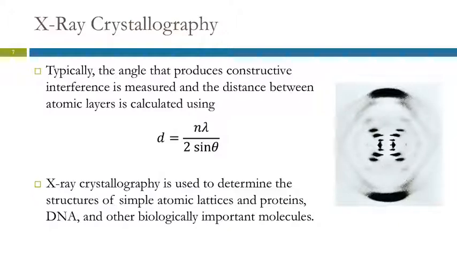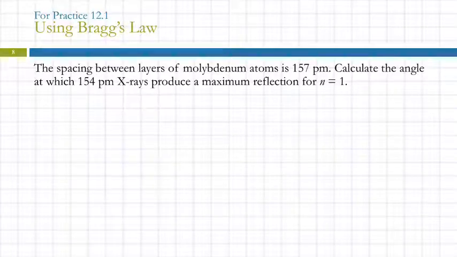So X-ray crystallography can be used to determine the structure of simple atomic lattices, and the structures of proteins. This was very important in the discovery of the double helix structure of DNA. X-ray crystallography had a big part in that. So here's a problem using Bragg's law. The spacing between layers of molybdenum atoms is 157 picometers. Calculate the angle at which 154 picometer X-rays produce a maximum reflection for n equals 1.